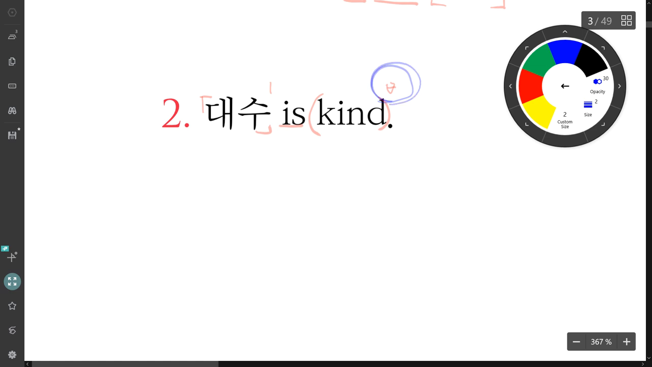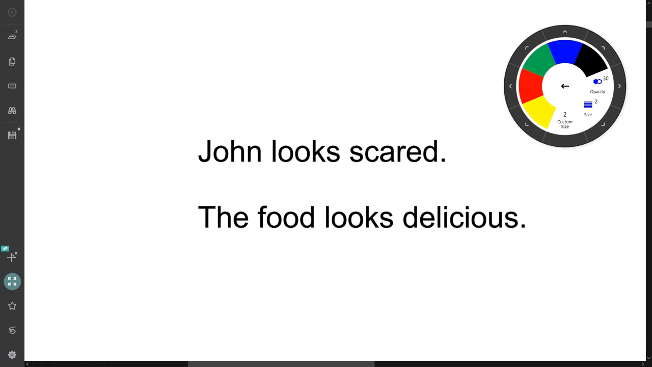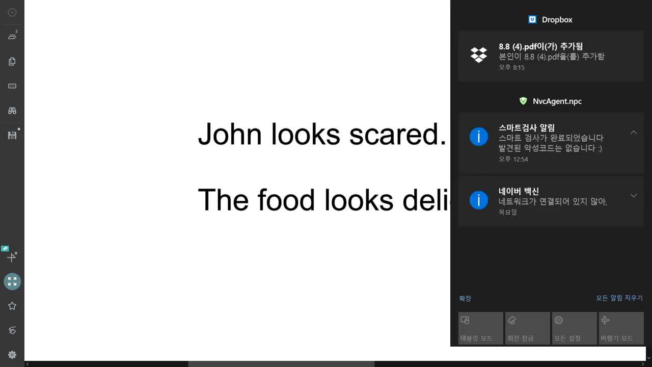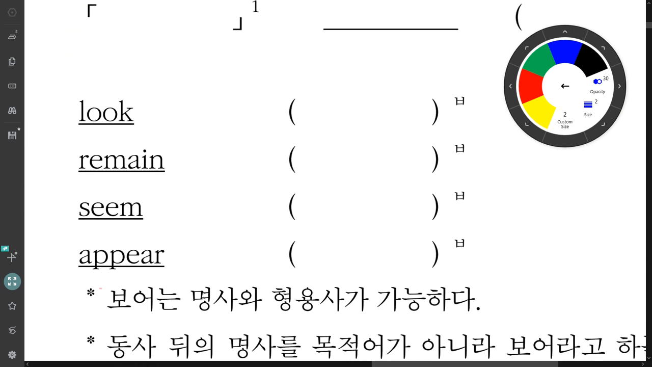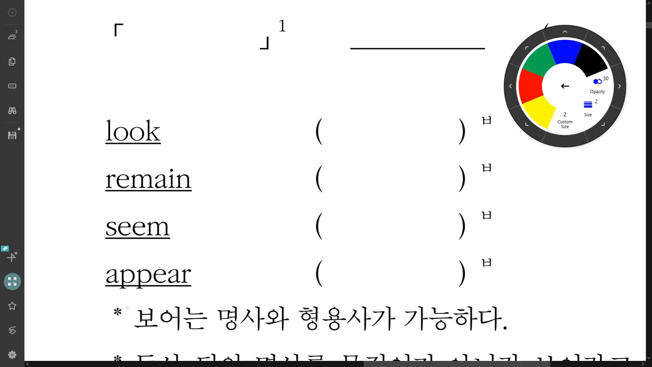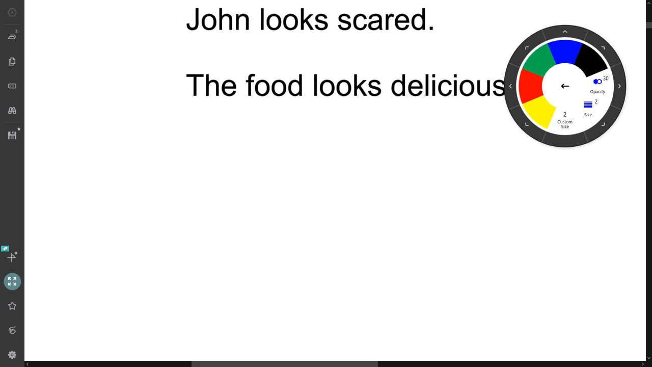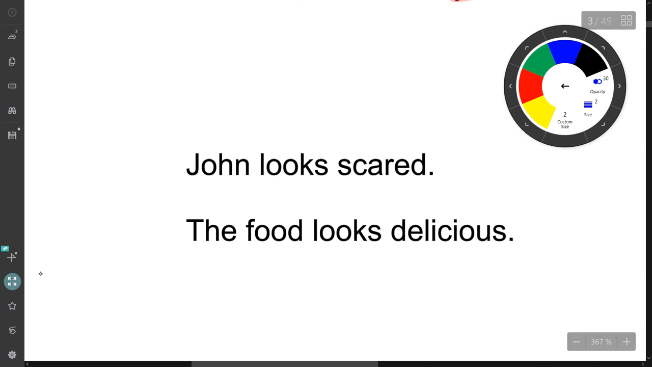On the opposite page, you can see a few examples of linking verbs. Look, remain, seem, appear. Here are a couple of examples using linking verbs other than be. John looks scared. The food looks delicious.